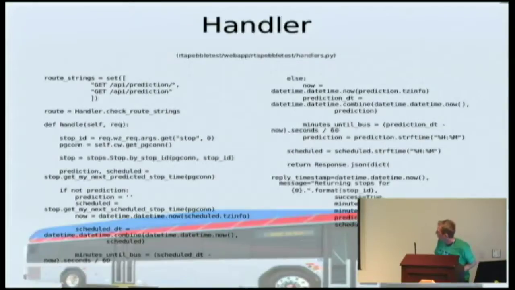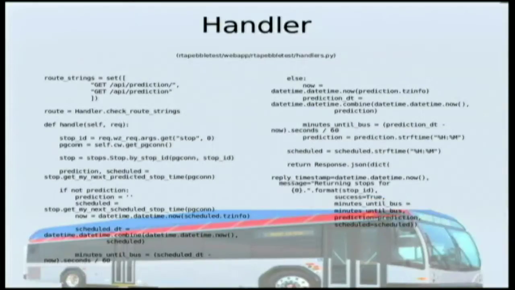So a lot of text here, but the important part is you see that the route string is /api/prediction. So when that hits the server, this is the handle method that gets called. We just grab off the stop ID as an argument, look it up. So we figure out our predicted and our scheduled time. This stop has a get my next predicted stop time. So it's possible that prediction is null. If it is, we're just going to use the scheduled time, and we're still going to return prediction as an empty string or null, so that our watch is going to know how to handle that and what to do with it.